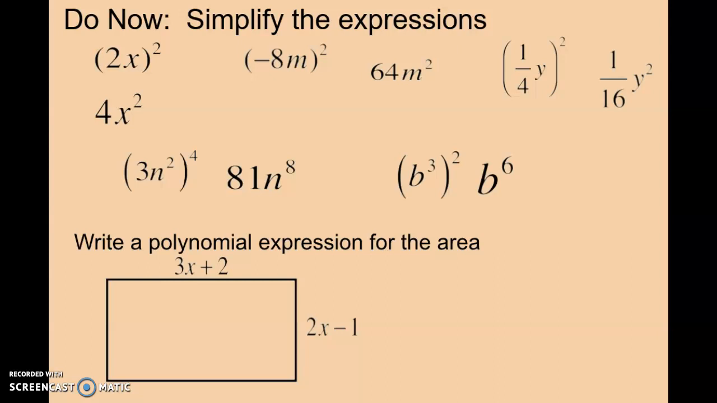When I ask for a polynomial expression for the area, you would multiply those two binomials together. Pause the video, take a look. You should get that for the answer.